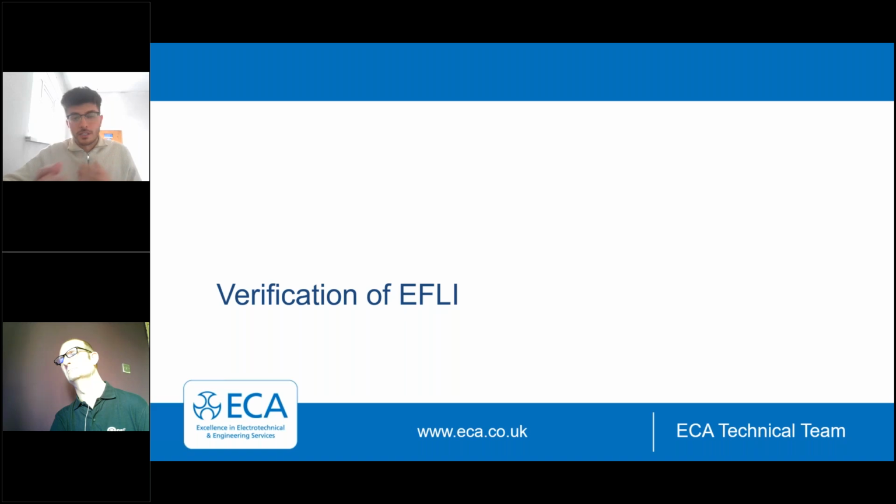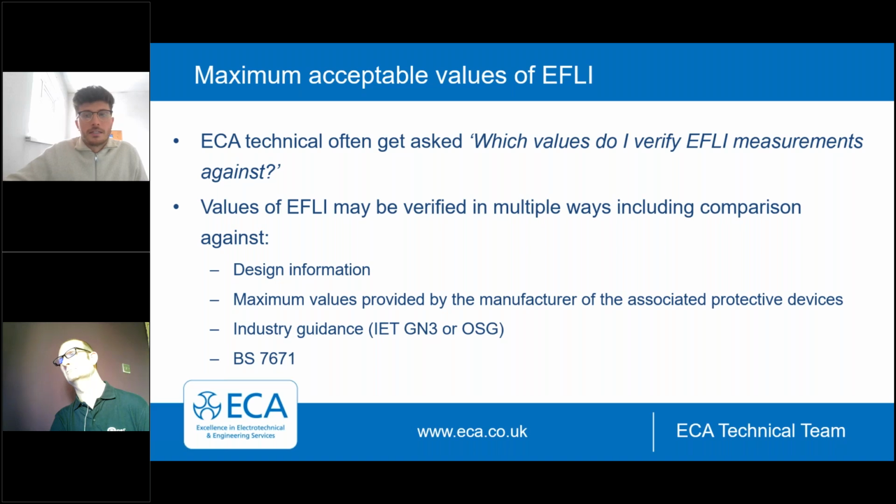So what you need to consider when you're looking to verify these results. Now, I'm going to base this initial part on a question that we quite commonly get through to ECA's technical helpline. And this question is often, which values do I verify Earth Fault Loop impedance measurements against? And it's often bolted on with a little bit more information, being, do we use the 100% values within BS7671, or do we use the 80% values in the Guidance Note 3?